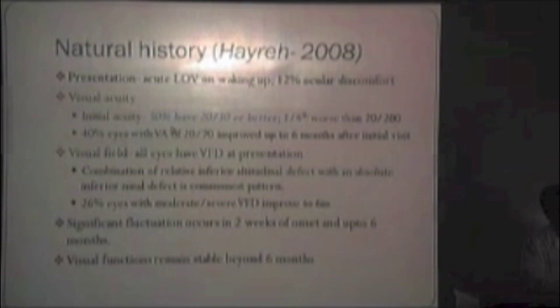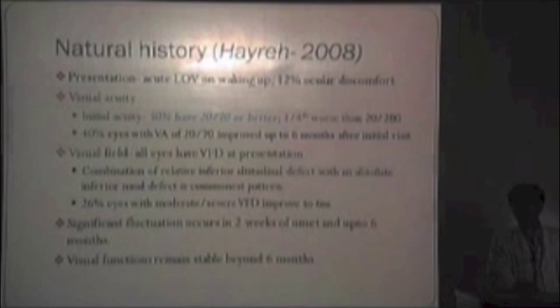At initial presentation, half of the patients have a visual acuity of 20/30 or better, with about a third of these being 20/30 or better. So visual acuity drop is not necessary in patients with ischemic optic neuropathy. However, visual fields are damaged in almost all these patients at presentation.